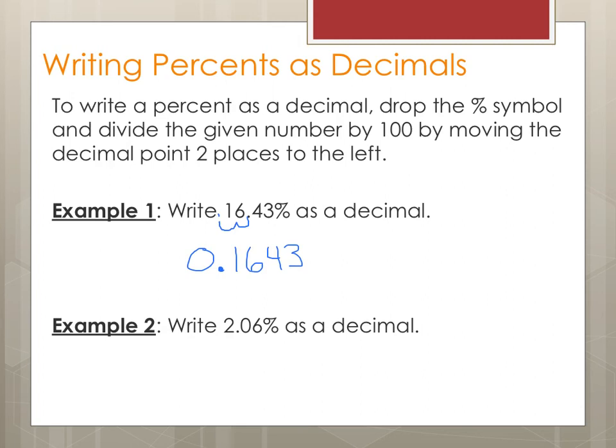Okay. So the next percent, write 2.06% as a decimal. Okay. If we move the decimal 2 places to the left, we have an empty space there, and we're going to fill in that empty space with a 0. So we would write this as 0.0206. And now we've written that percent as a decimal.